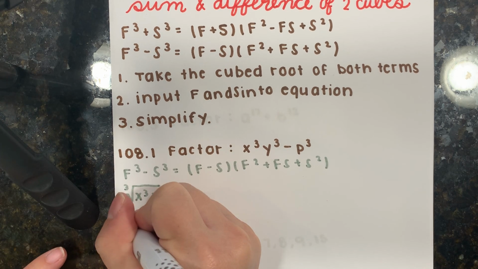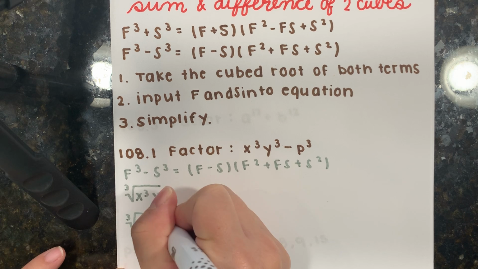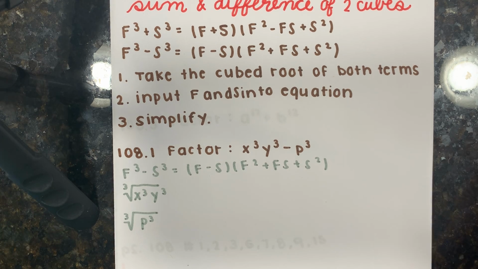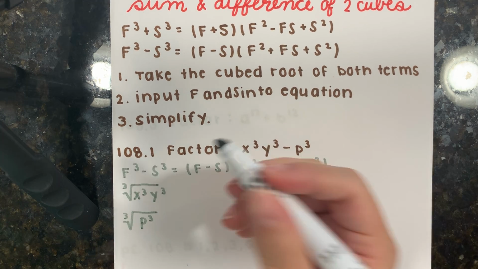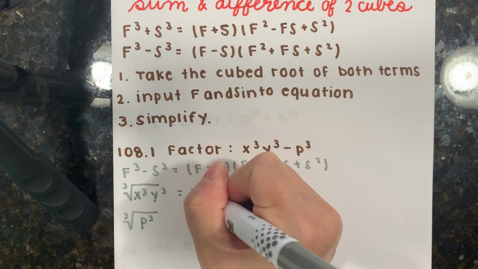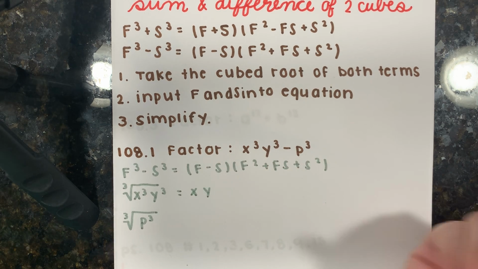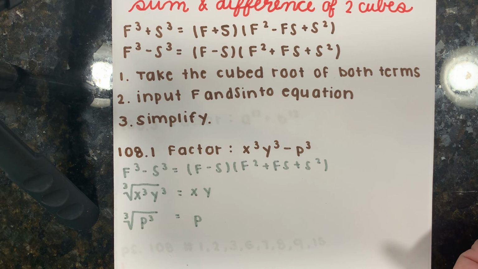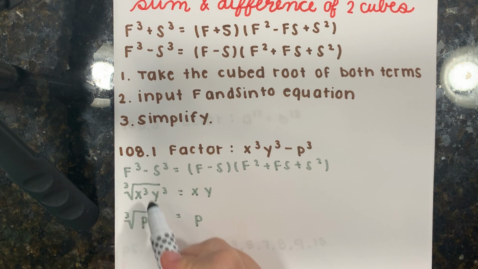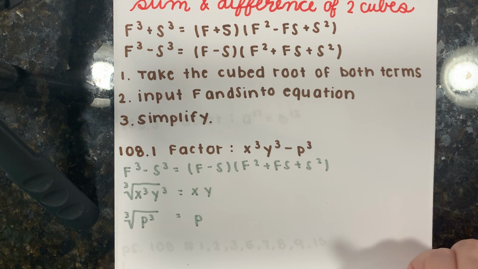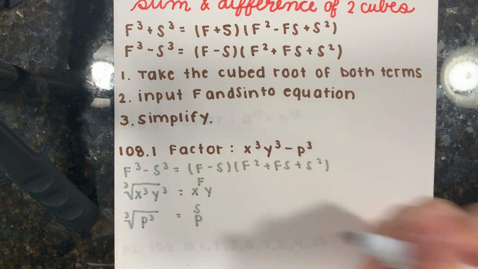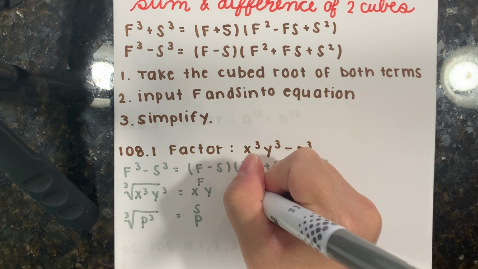So the cubed root is this, and then the cubed root of p cubed. Basically, that means you're going to divide each of those exponents by 3. So I would get xy for my first term, and I would get p for my second term. You just divide the exponents by 3. So this is going to be your f, and this is going to be your s, and you're going to plug that into your equation.